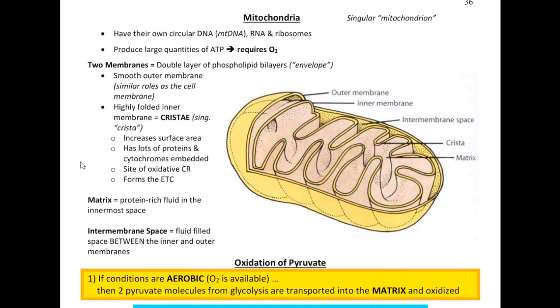So for example, we've just discussed glycolysis. You need to know that glycolysis does not happen in the mitochondria at all. It happens outside in the cytoplasm. So keep that locked away as well, right?